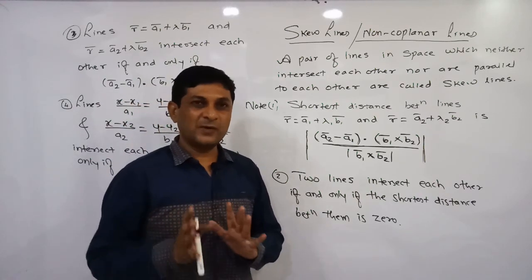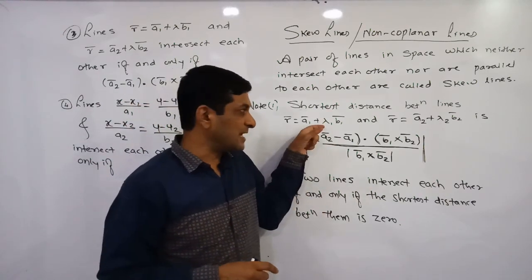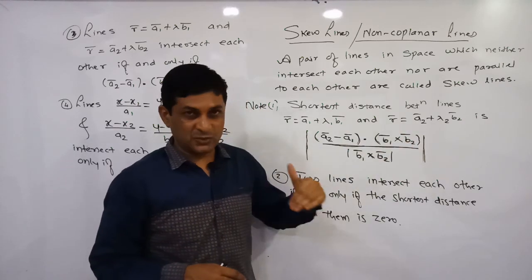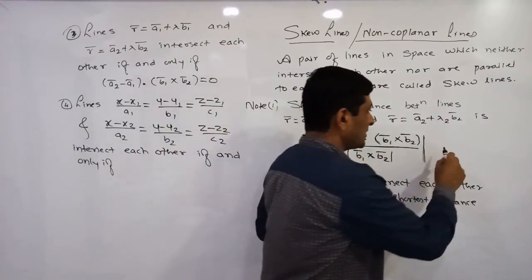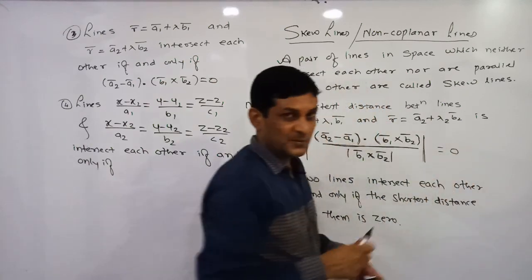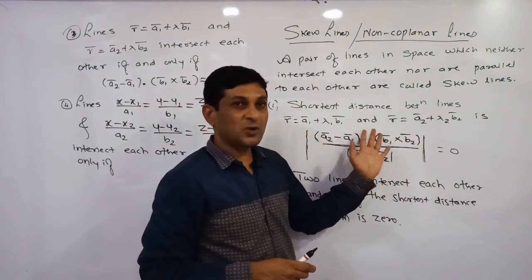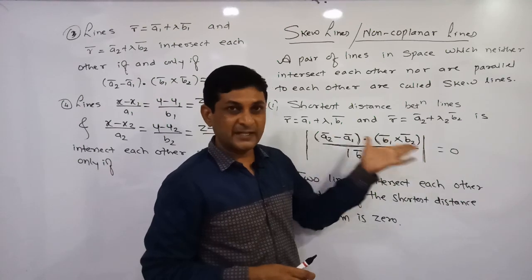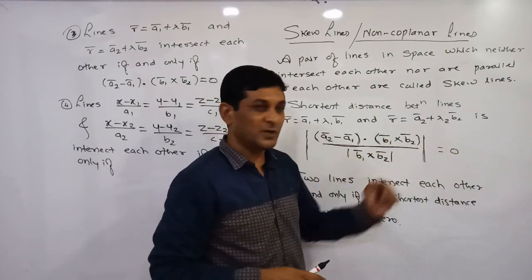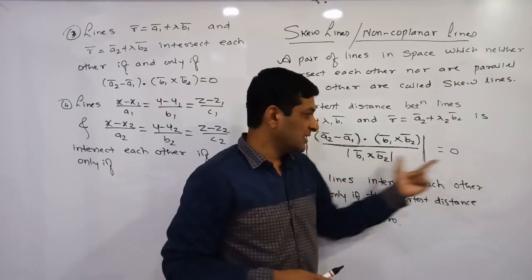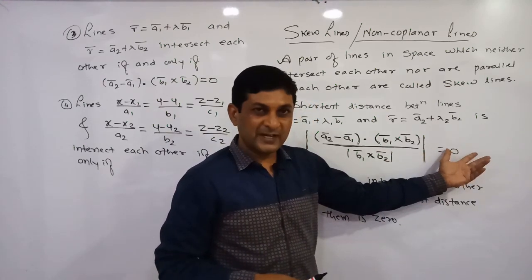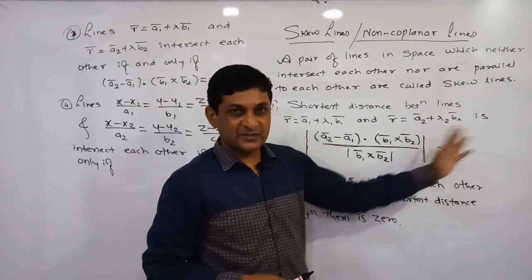Now we are finding one condition: if these two lines intersect each other, then this shortest distance is equal to 0. So this is the formula to find the shortest distance. But in case these two lines intersect, this shortest distance is equal to 0. So the term in the denominator will get multiplied on this side. If it gets multiplied by 0, what will we get on the right hand side? Right hand side will become 0.